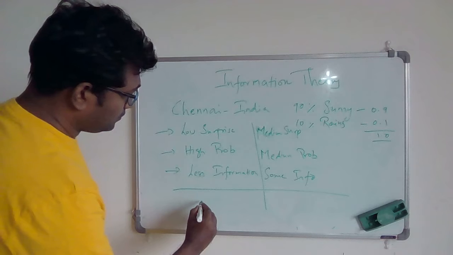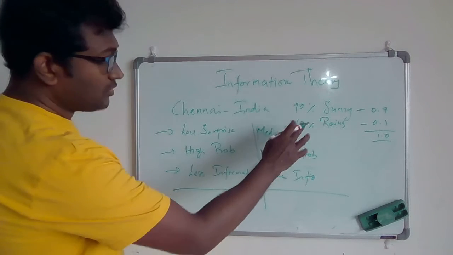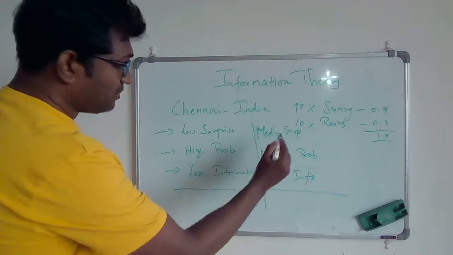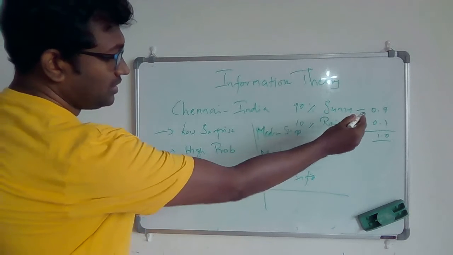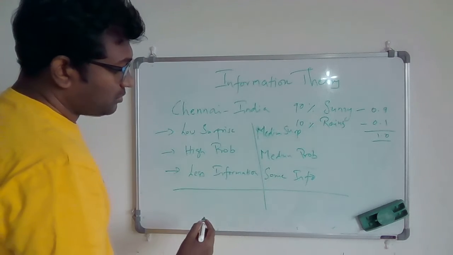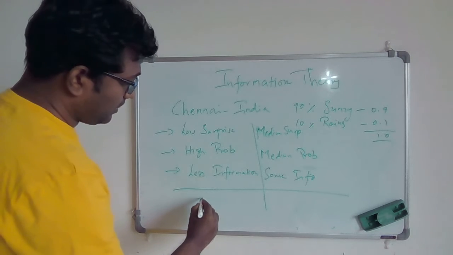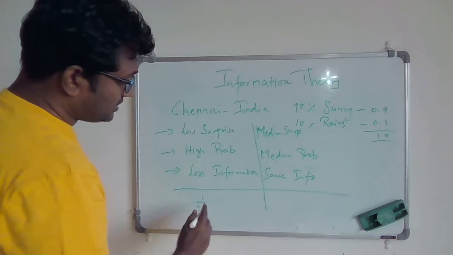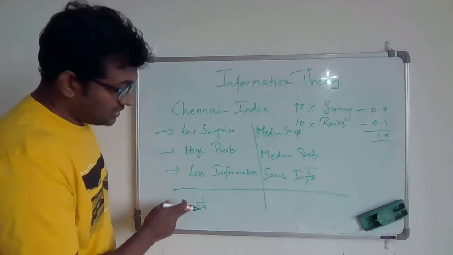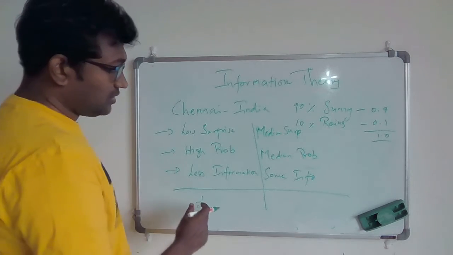Information is equal to, it looks like an inverse of probability, but it is not exactly the inverse of probability. Suppose, for example, in this case 0.9 is my probability, and if I take 1 by 0.9 as the inverse of probability, then my information is very high actually. So it doesn't work that way.